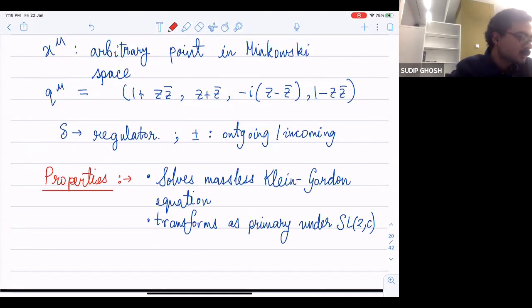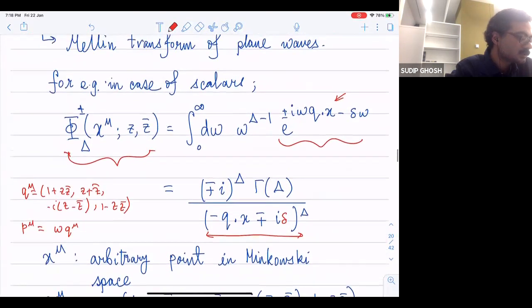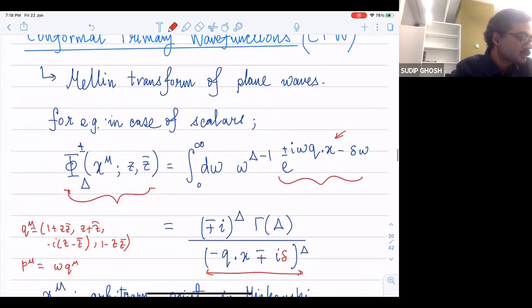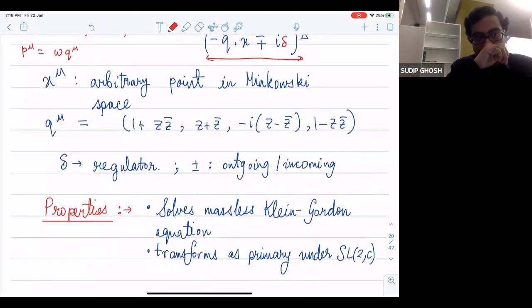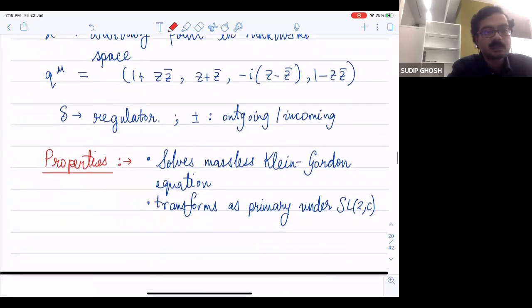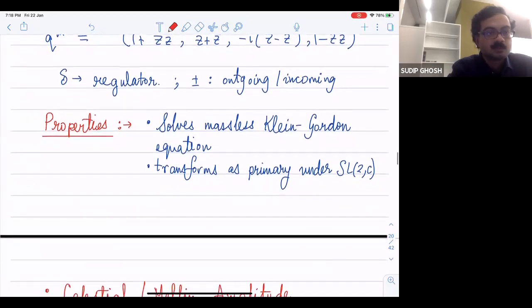Okay. So I just showed you what these conformal primary wave functions look like for the case of scalars, but you can work out more complicated examples, let's say the case of particles with non-zero spin, and that has also been worked out. If you see papers by Pasterski and by Shao and Shu, then they also work out examples of these conformal primary wave functions when you have non-zero spin.